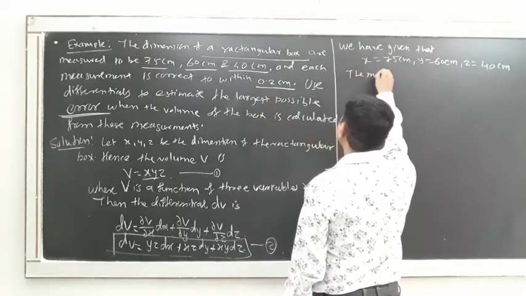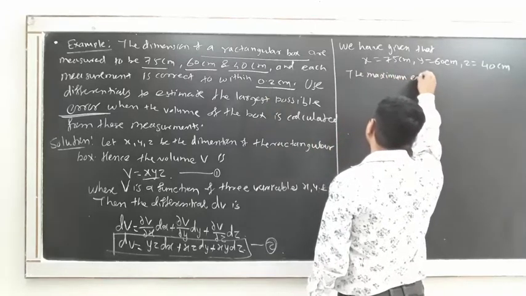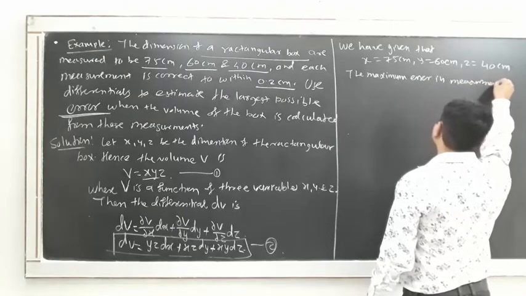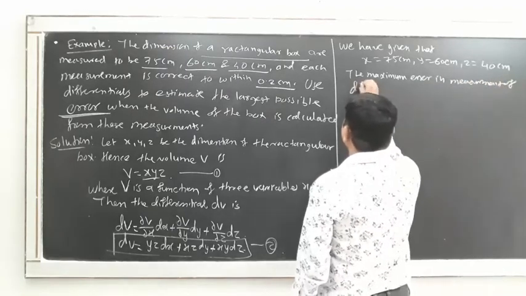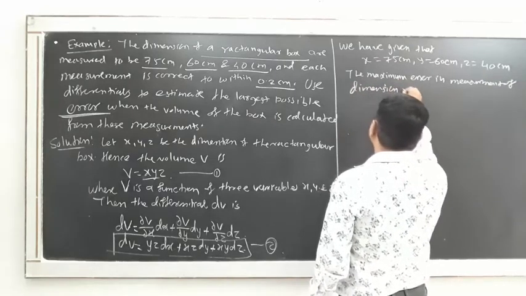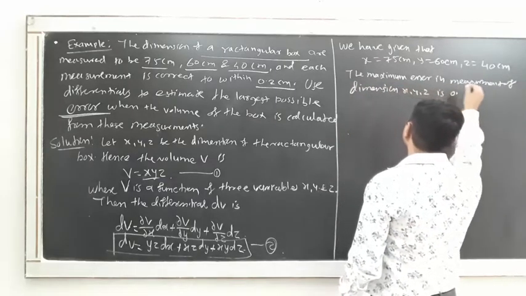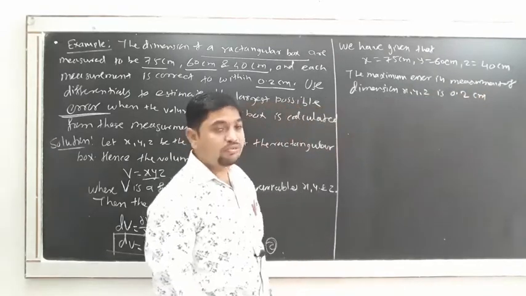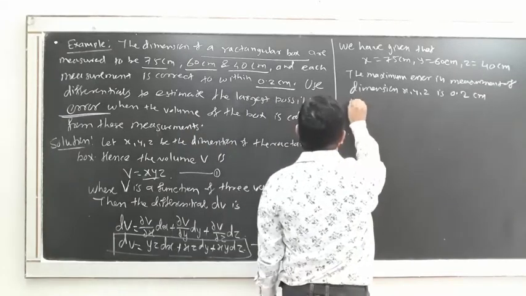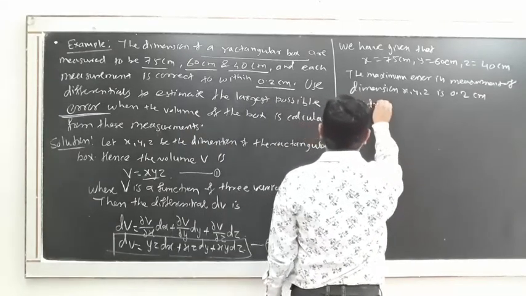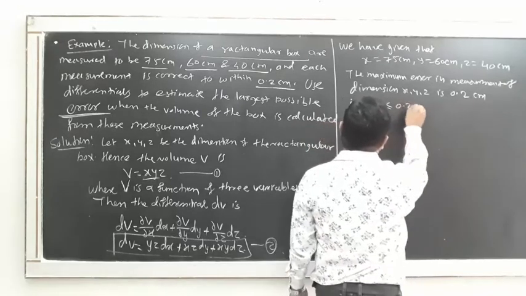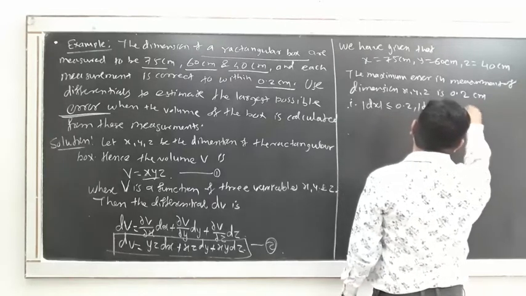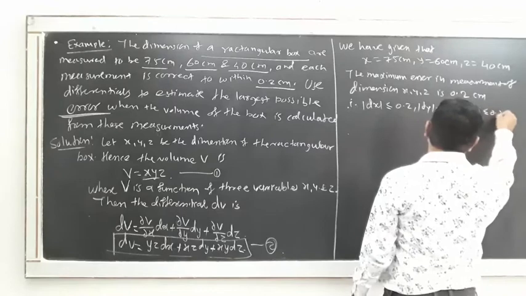The maximum error in measurement of dimensions x, y, z is 0.2 centimeter. We have been given the error as 0.2 centimeter. Therefore we can write mod of dx is less than or equal to 0.2, mod of dy is less than or equal to 0.2 and mod of dz is less than or equal to 0.2.